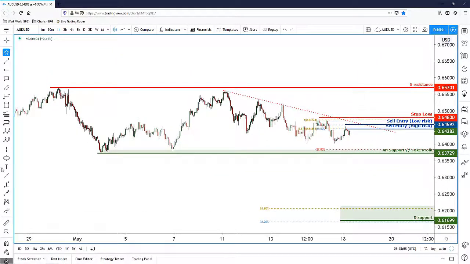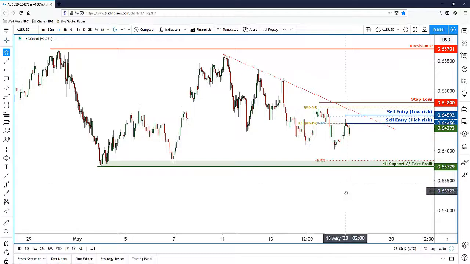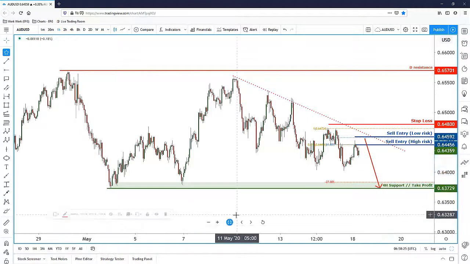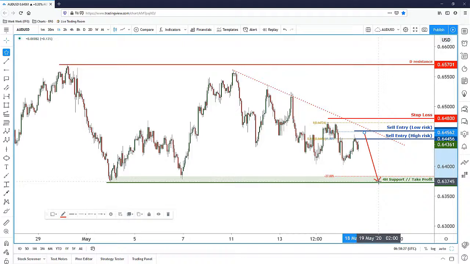If price were to really, like what we discussed, break below the 4-hour support, wait for a pullback, we can go for another short all the way to the daily support. But for now, this is what I see, and this is the best bet. All right, and this gives a very nice risk reward as well.